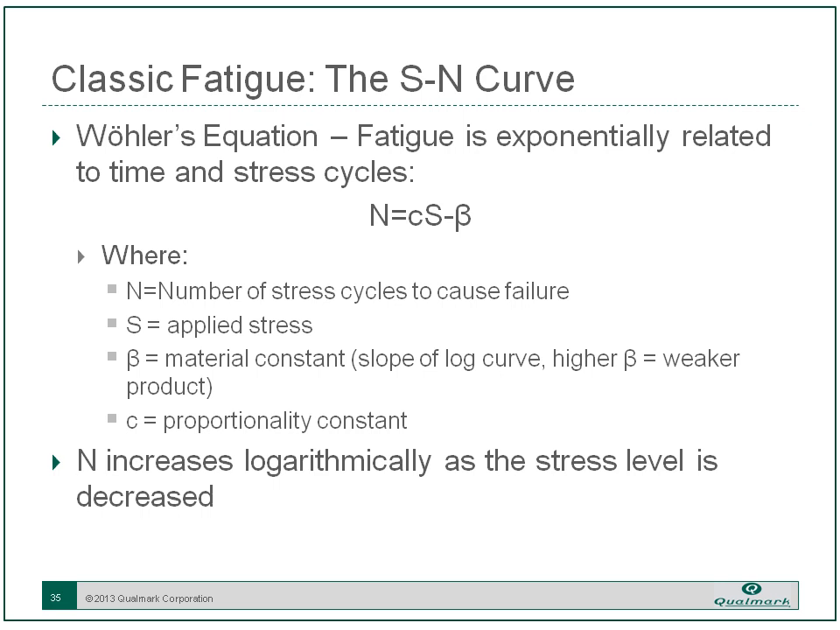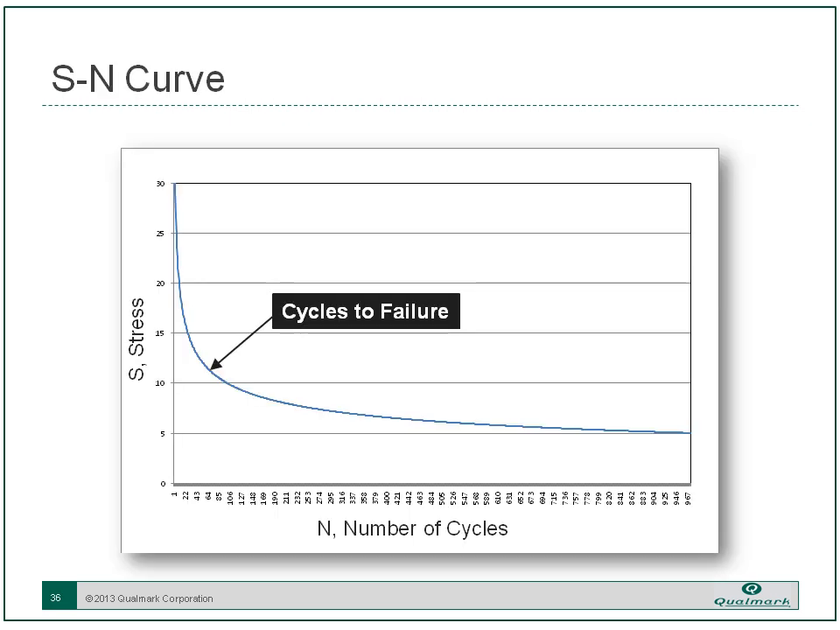So the number of cycles that it takes to cause a product to fail increases logarithmically as the stress level is decreased, resulting in the very familiar SN curve, where this blue line represents how many cycles it took for a unit to fail. Here we have stresses and number of cycles indicated here.